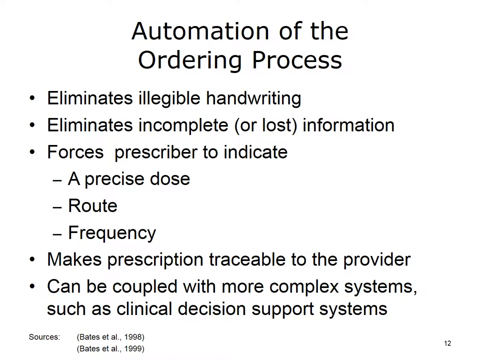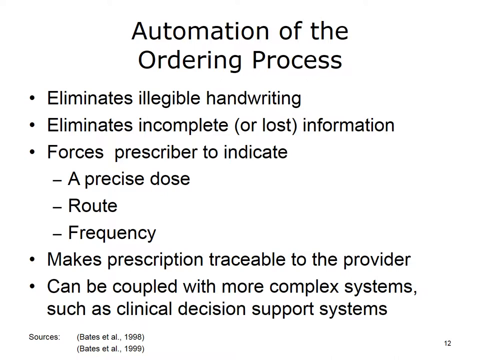So, what are the benefits of automating the ordering process? First, it makes poor penmanship completely irrelevant. All orders are entered into a computer and are therefore typed. When printed or read, legibility is not an issue. Second, unlike with a hard copy, the electronic order cannot be misplaced or submitted with incomplete information.